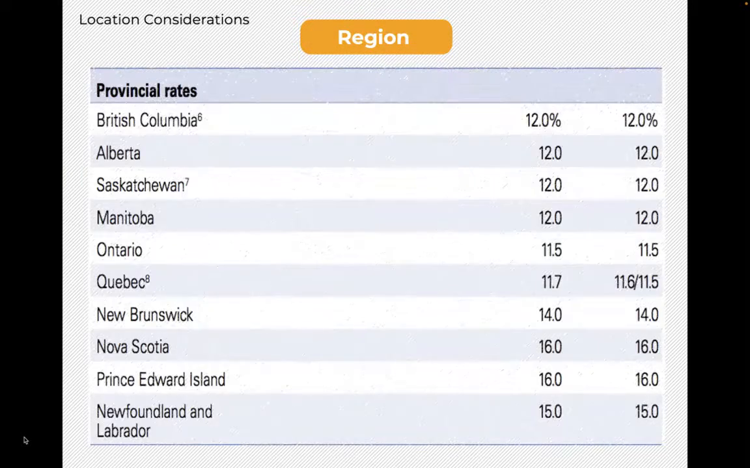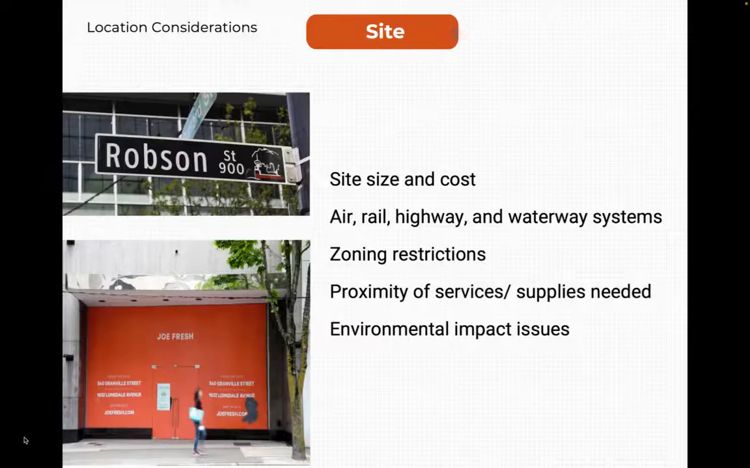So we talked about taxes. This is an example here where, by region, we might have to pay different types of provincial taxes. So we have to consider that as a regional consideration. And then finally, we have our site consideration. So if we think about maybe we want to open our business on Robson Street.